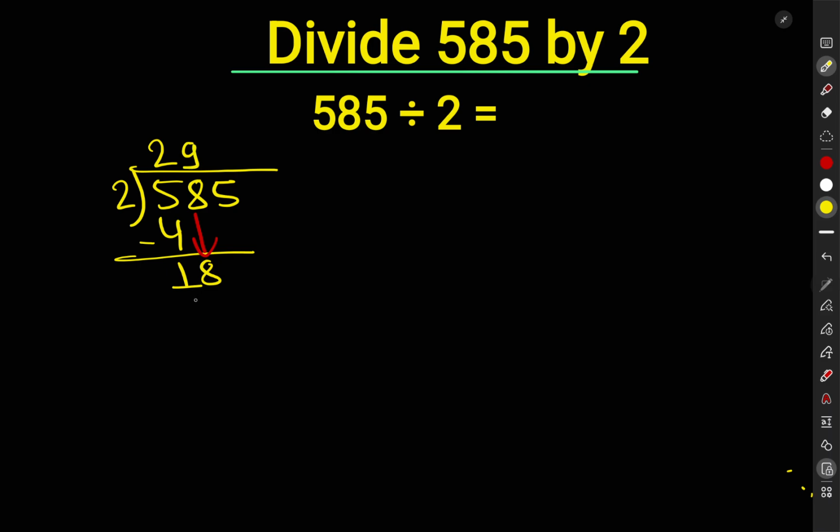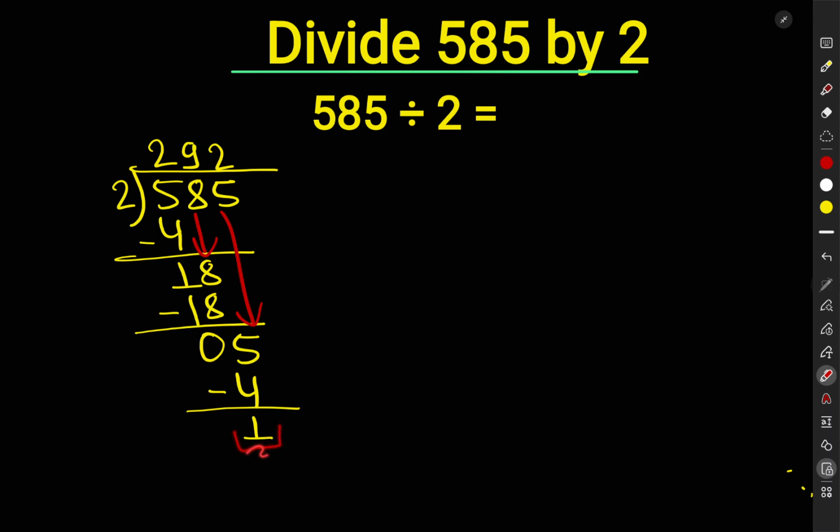2 times 9 is 18. On subtracting, we get 0. So again we put down this 5 and 2 times 2 is 4. On subtracting, we get 1.